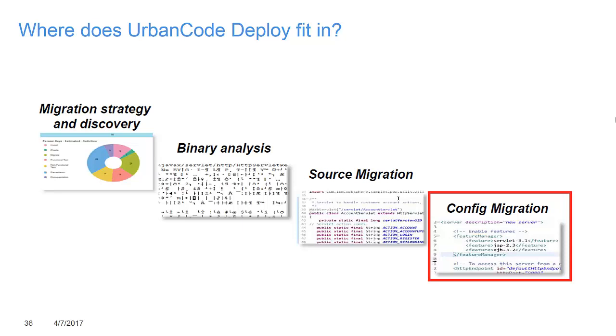Next, there's this binary analysis step. This is where things like your EAR files or WAR files are analyzed and suggestions are made for changes you may need to incorporate when moving from one version of WAS to another. Next is a similar step, it's source migration. This is where things like Java files or XML files are analyzed and changes are suggested depending on which version of WAS you're migrating to.